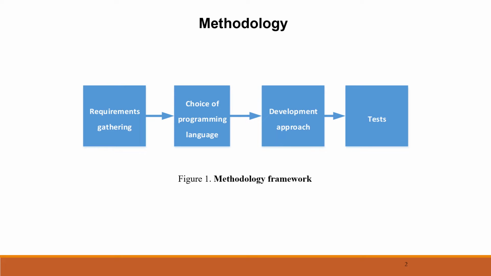The second step is the choice of programming language. So based on the requirements gathering, we choose the right kind of languages and architecture to create the system. The third step is the development approach, how we develop the system. And the last step is the testing and the testing results of the system.